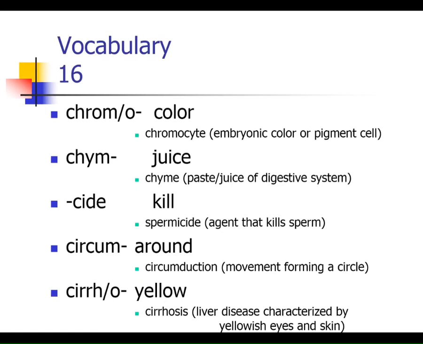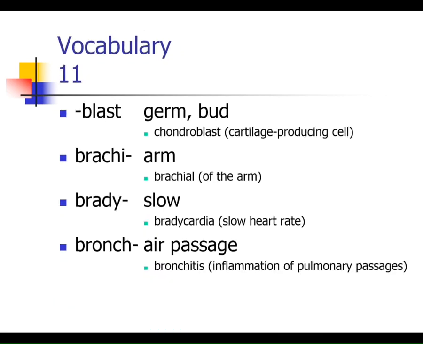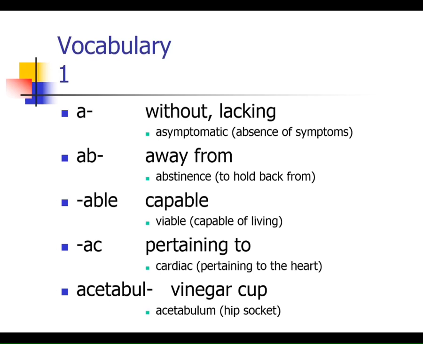There's nothing magical about it. They're set up alphabetically. And what you want to put on your flashcard is as follows. On one side of your flashcard, you want to put A dash. On the other side, put without or lacking. That's it. The example underneath it is simply an example. I'm not going to quiz you on that example. You just need to know that many words, for example, asymptomatic, without or lacking symptoms. That's an example just to help you hang your hat on something, but you need to know that A means without or lacking.